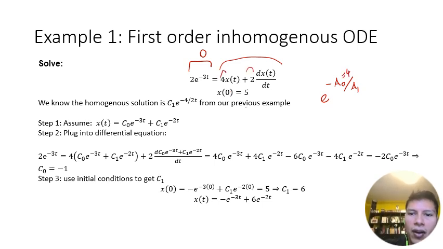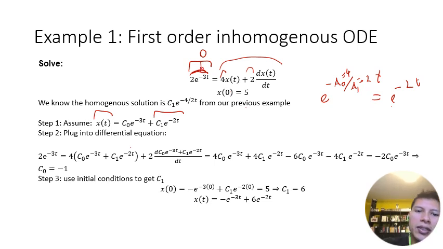And a1 equals 2. And so that's going to give us e to the negative 2t. And so now we get that basically our total solution will be of the form of the homogeneous solution, or c1 e to the negative 2t, and a part that's of the form of the forcing term, which in this case is e to the negative 3t times a coefficient c0.